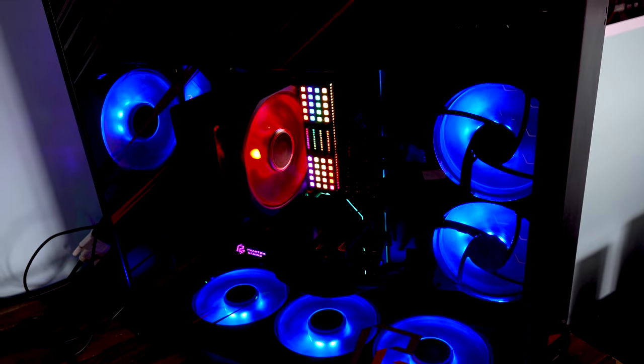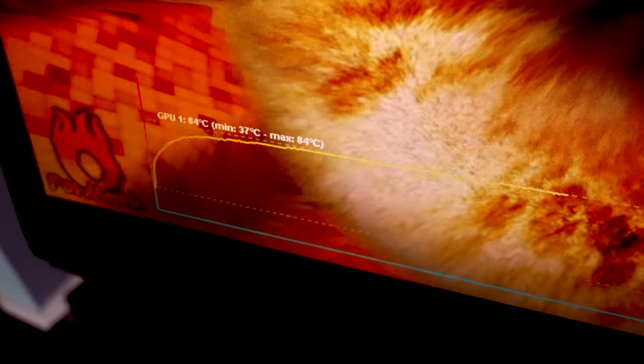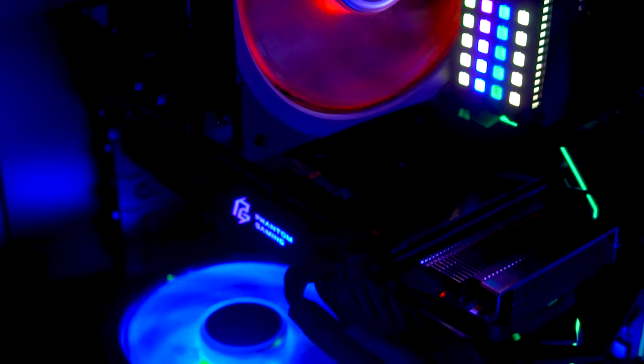So the InWin 103 did produce some very interesting results. It's kind of weird to test in this case to begin with because it's got some sort of 90 degree angle push thing going on that hits into tempered glass. And then that sort of works with the rear exhaust fan to really not make a whole lot of a difference if you mount fans on the bottom.